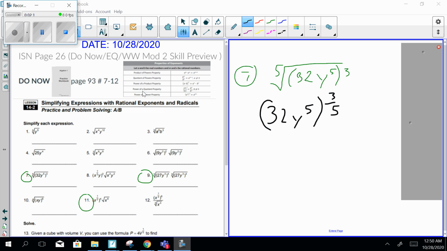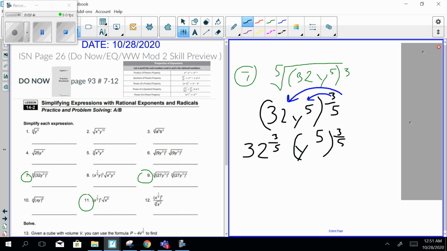Okay, we're going to use the power of a product property, because notice this is 32 times y to the 5th. That's a product that is being raised to a power. So we're going to use this rule right here on this row. Everything inside the group gets raised to the 3/5 power. So I will draw an arrow to remind you that 32 needs to be raised to the 3/5 power, and y to the 5th needs to be raised to the 3/5 power.